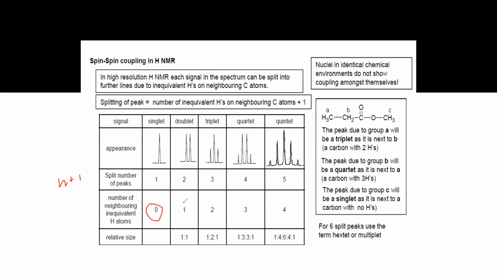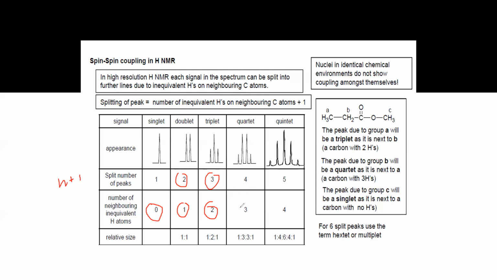If the neighboring hydrogen is 1, it will split into 1 plus 1, which is 2. What will be the intensity of these two? It will be the same height, so the relative size of the two peaks will be 1:1. If the neighboring hydrogens are 2, it will split into 3. And what is the relative height? 1, 2, 1. Like 1 centimeter, 2 centimeter, 1 centimeter.